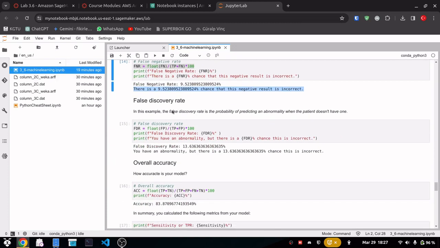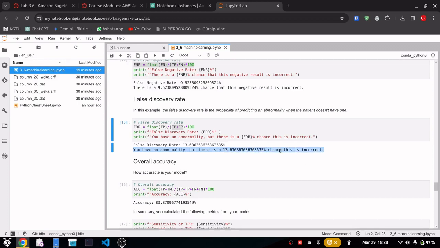So the false discovery rate, in this example, is the probability of predicting an abnormality when the patient doesn't have one. It is computed by false positive divided by true positive plus false positive, which means you have an abnormality, but there is a 13.6% chance that it is incorrect.